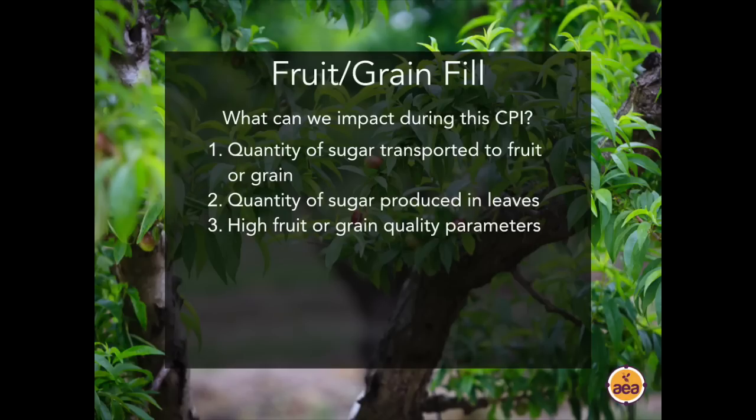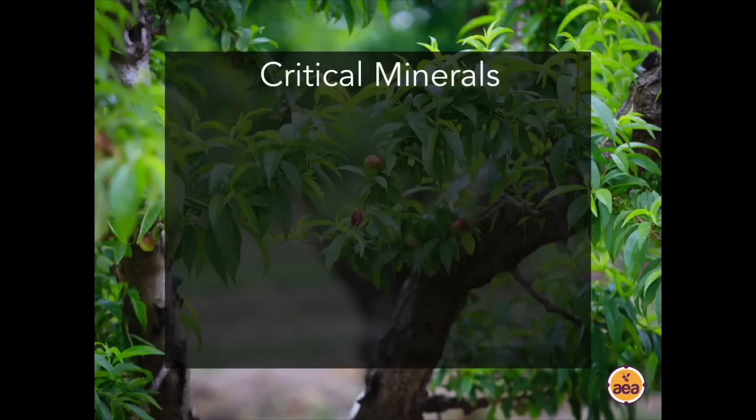So when we look at fruit fill, what are the three factors that we can influence? Quantity of sugar produced, quantity of sugar transported, and then the quality parameters of the fruit itself. What are the specific nutrients that need to be managed during the fruit fill or grain fill period?